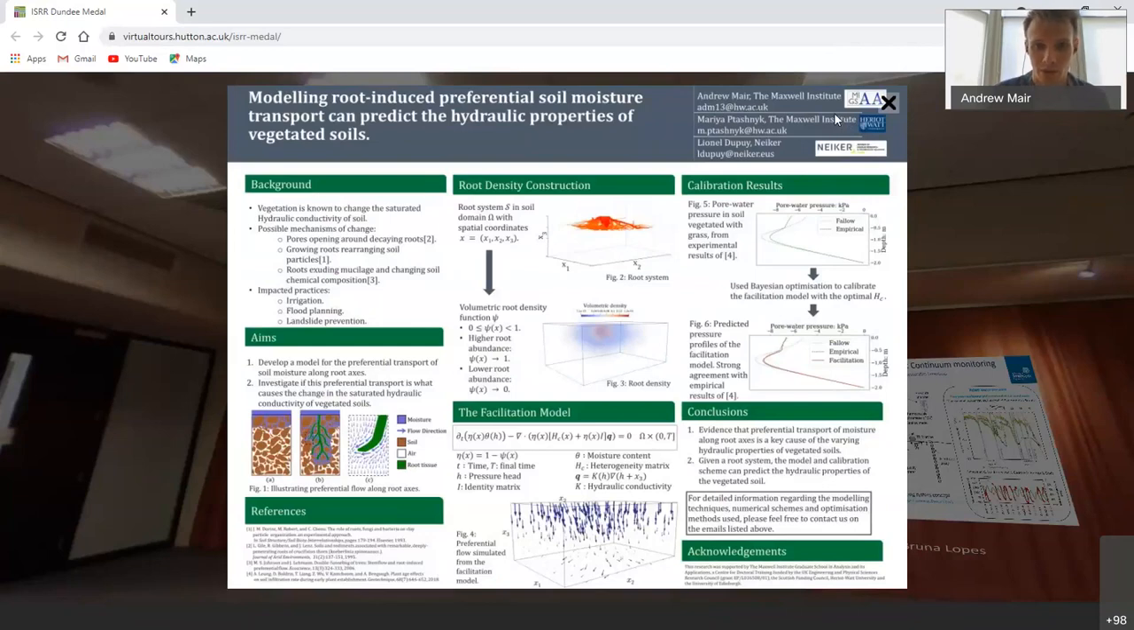So given our root system, we think we can develop our model so that it accurately models the preferential transport of moisture through the preferential pathways caused by that root system. And yeah, if you have any more questions, then please drop me an email or just grab me at some point today. Thanks, Andrew. Put you on the spot there, so thanks for doing that.